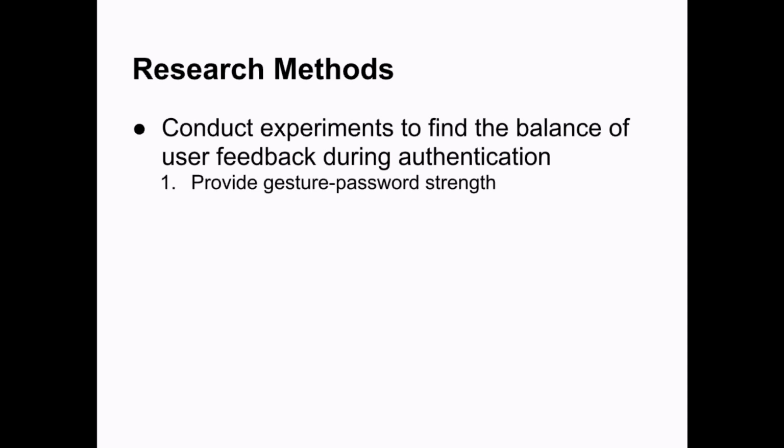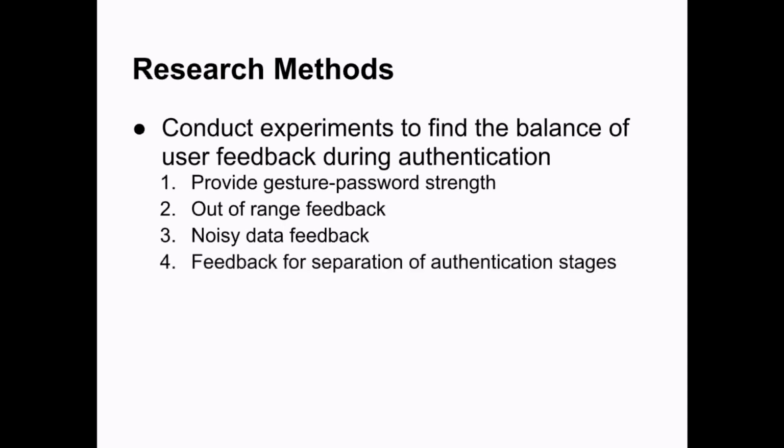Next, we want to conduct experiments to find the balance of user feedback during authentication. Specifically, we want to provide gesture password strength, much in the way that you do on a website. It'll tell you whether your password is weak, medium, or strong. Second, we want to provide out-of-range feedback if they're too close or too far away from the sensor. Third, we want to let the user know if there's noisy data going on in the background, such as a cat or a pet. And fourth, we want to provide feedback for separation of authentication stages. So when you're recording your gestures, you probably would do your body gesture first, then your facial recognition gesture, and then your voice passphrase.